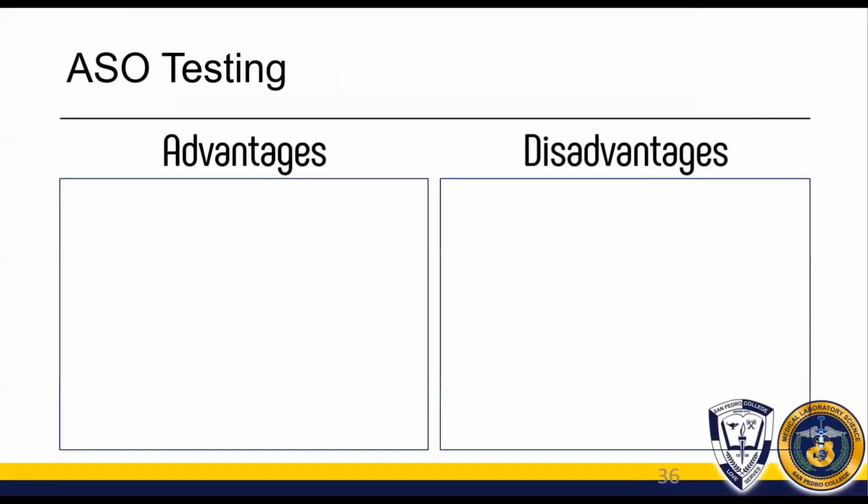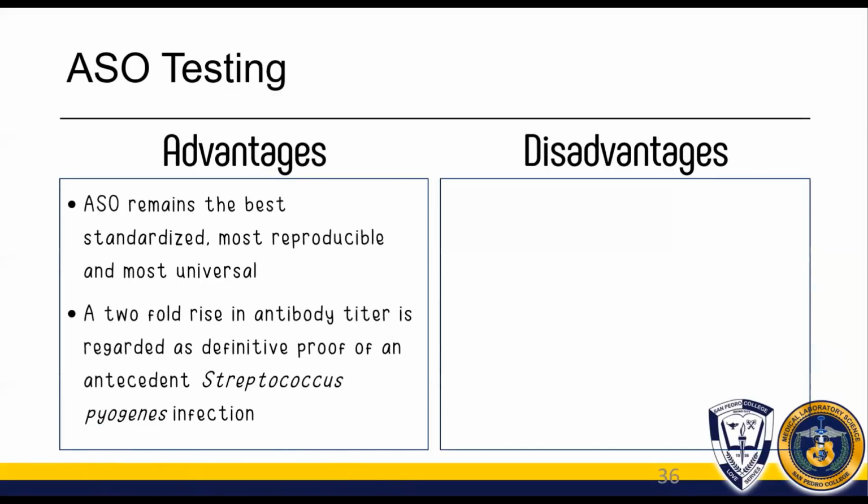Okay? Now, ASO testing, di ba sabi ko sa inyo kanina, in the detection of streptococcal antibodies, ASO and anti-DNase ang common. But between the two, mas common ang ASO testing. Why? Because of these several advantages. ASO remains the best standardized, most reproducible. When you say reproducible, it can be repeated many times. And the testing is the most universal. So gamit siya, it's not just in the Philippines, but also in other parts of the globe.